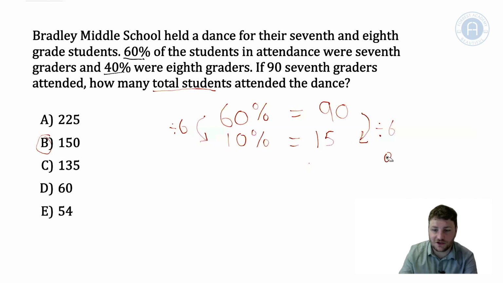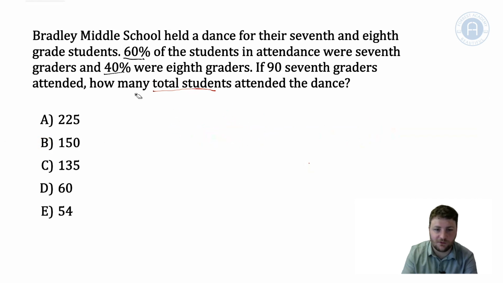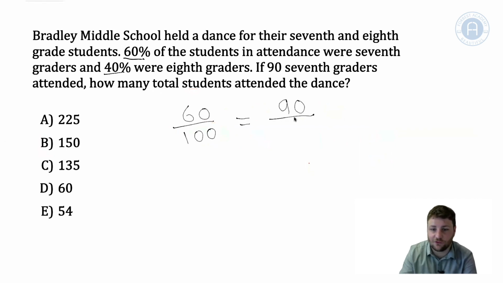So we can use our fractional method. So we've been told that 60% of the students are 7th graders, and we've got 90 7th graders. So we know that 60%, so 60 out of 100 as a fraction, is equal to 90 students out of our total amount. 60 over 100, if we think of equivalent fractions, we can write that as 30 over 50 by simplifying, divided by 2.